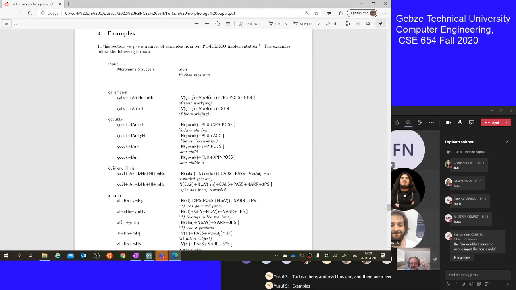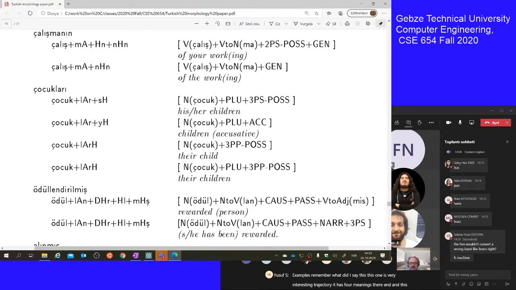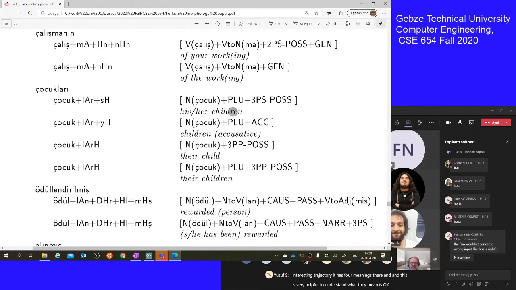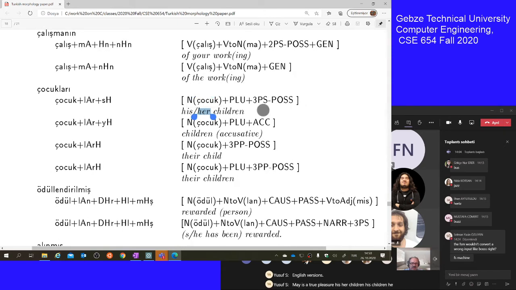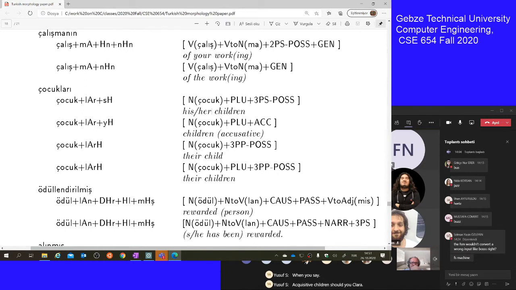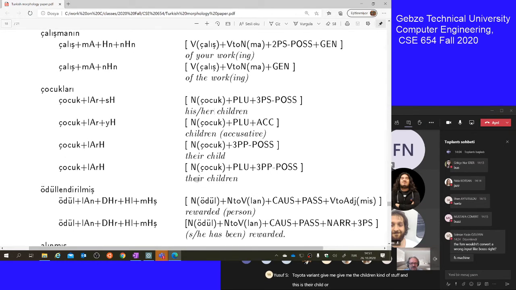There are a few examples. This one is very interesting. Çocukları has 4 meanings, and this is very helpful to understand. In English, çocukları can be his or her children, meaning he has more than one child. The accusative: çocuklara verin, give me the children kind of stuff. And this is their child, and this is their children. 4 different meanings, 4 different morphological parses.